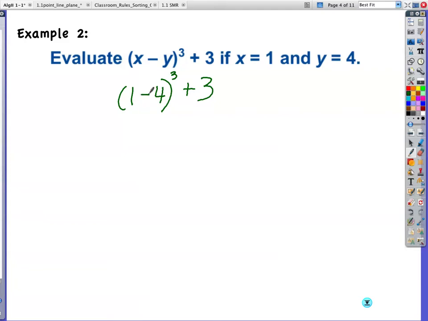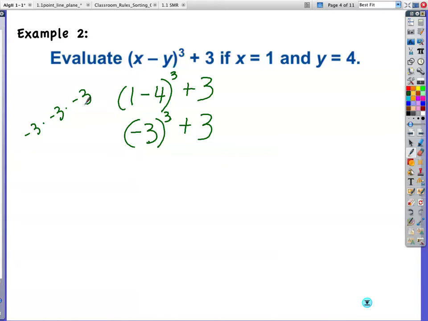Parentheses, 1 minus 4 is -3. I'm going to put that in parentheses and take that to the 3rd power, and then plus 3. What's after parentheses? After please excuse. E is for exponent. So I'm going to do this part of the problem because I have an exponent in there. -3 to the 3rd power is actually -3 times -3 times -3.